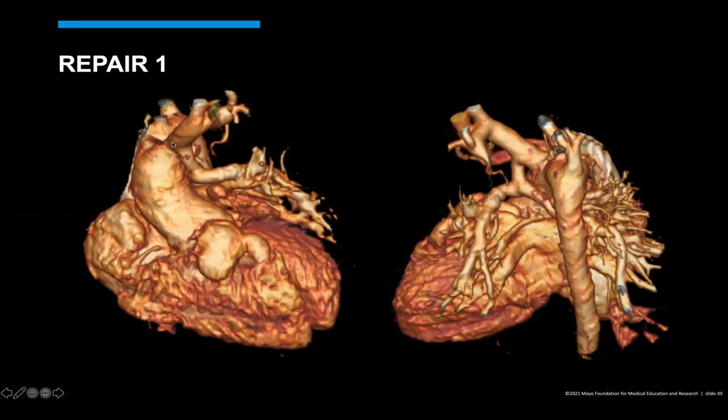First vessel, this is the brachiocephalic artery. In this case, it's a left brachiocephalic that comes off first. And we look at it from the back. Here is the left brachiocephalic artery. Okay, and this is the repair. This is the shunt right there.